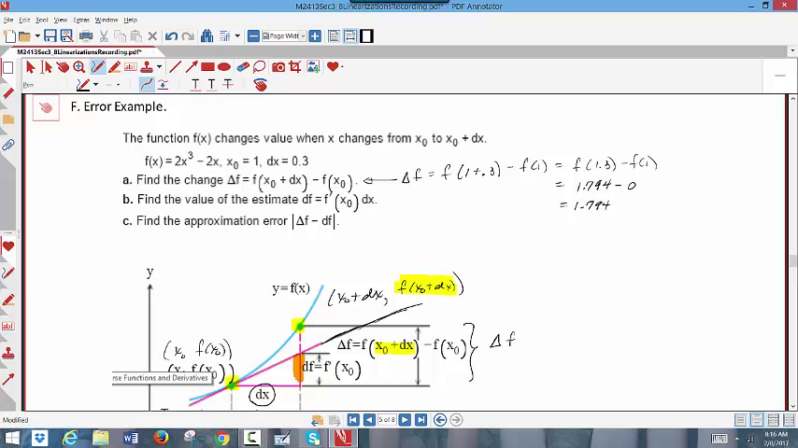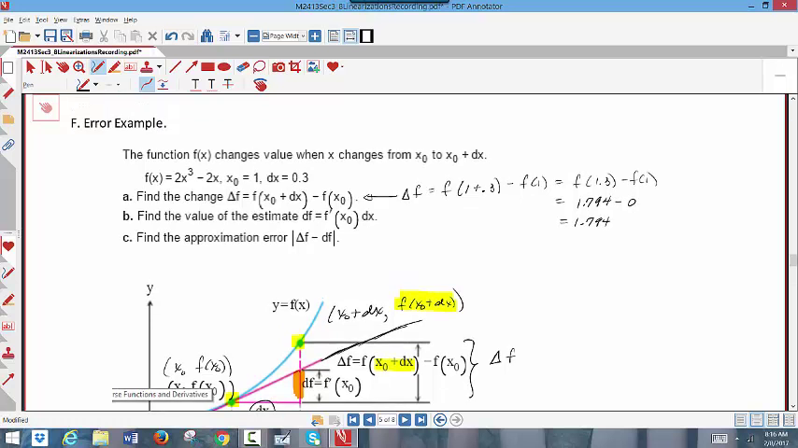df here is f prime of x of 0. That's the first derivative. So I need to get the first derivative and then evaluate it at x of 0. The first derivative of the original function is 6x squared minus 2. So if I find the first derivative at 1, it becomes 6 times 1 squared minus 2, which is 4. So your first derivative is 4.